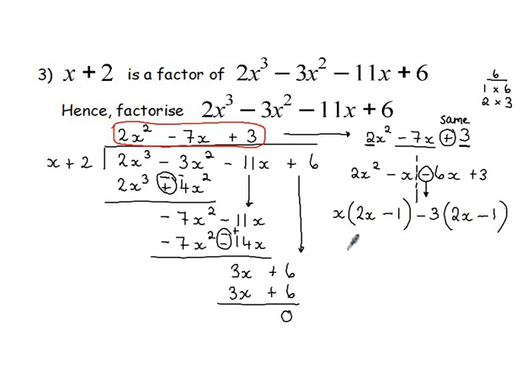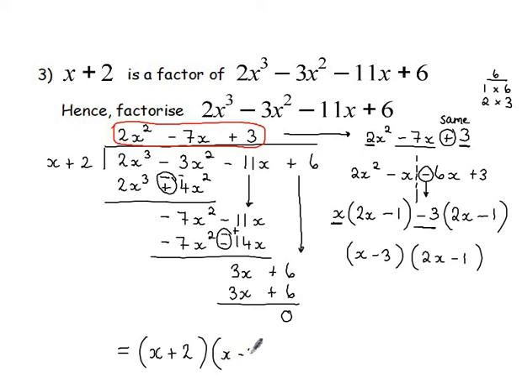So then your final answer, remember the outside bit, this x and the minus 3 goes in one bracket, and the 2x minus 1 in the other. Final step, make sure you put those 3 factors all together. So take the factor that you used to divide. So you've got your x plus 2, and then your 2 factors from once you've factorised. So you have x minus 3 and 2x minus 1. Okay.